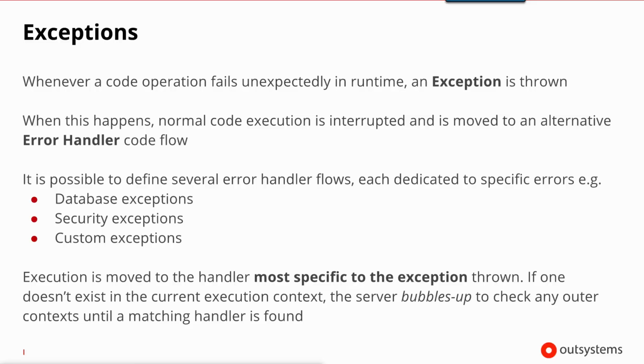So when an exception is thrown, the execution is moved to the handler that is most specific to the exception thrown. If no adequate error handler exists in the current code, the runtime will try to find a suitable handler in whatever context called the current one. It will bubble up the exception.